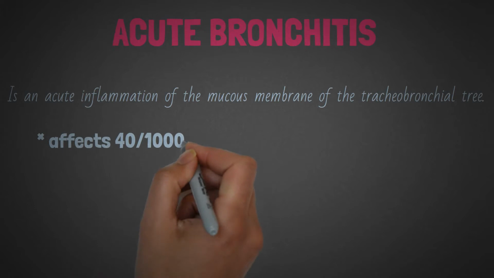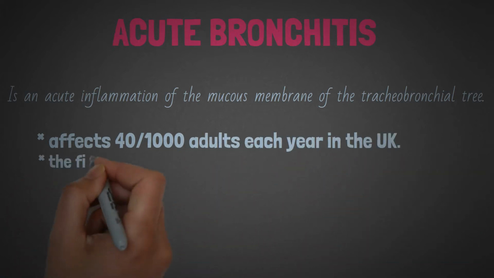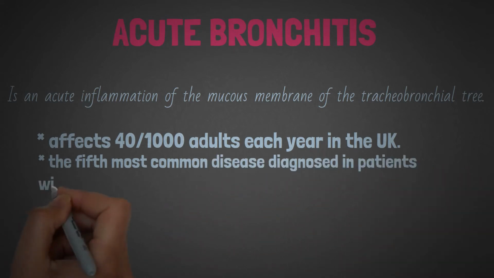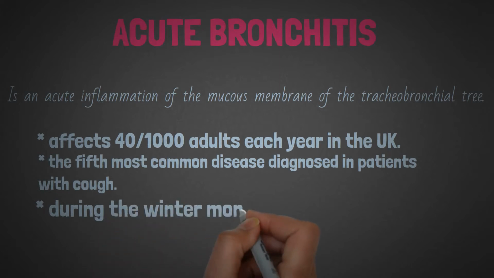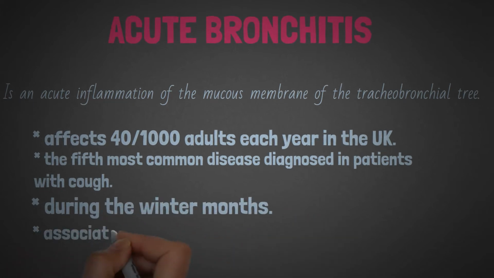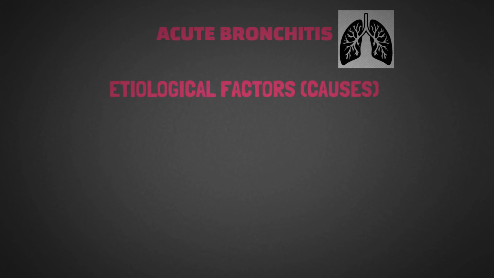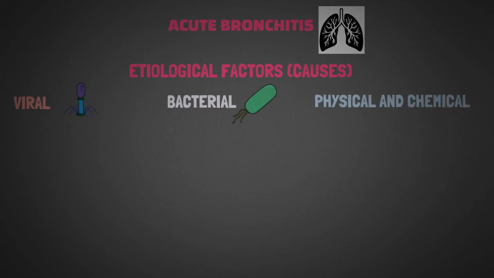Acute bronchitis affects 40 per thousand adults each year in the United Kingdom. It is the fifth most common disease diagnosed in patients with cough. The disease occurs most commonly during the winter months and is associated with infections caused by various etiological factors as follows. The etiological factors of acute bronchitis include viral, bacterial, physical, and chemical agents.